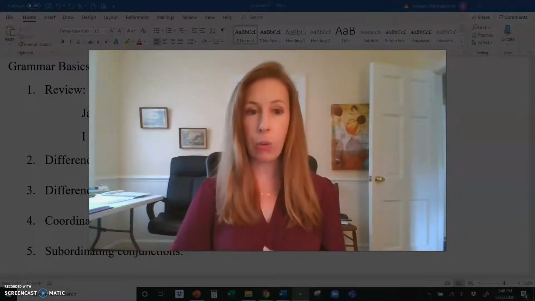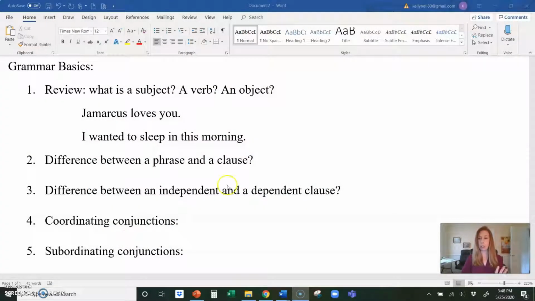So I'm going to get out of the way, and I know this is real fancy, but it's just a simple Word document. This is exactly what I do in my face-to-face classes. We're just going to review some of these things. We'll talk about it, and then, of course, if you have questions, you can always email me.